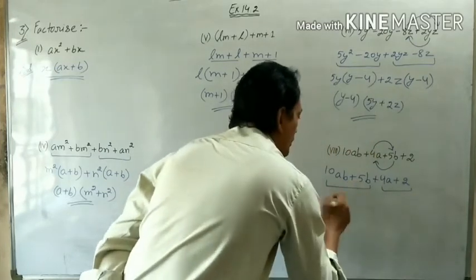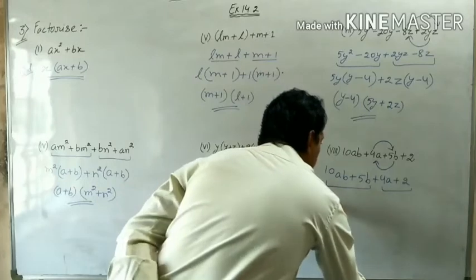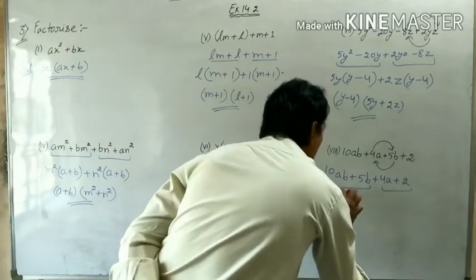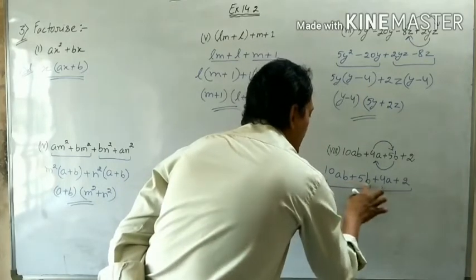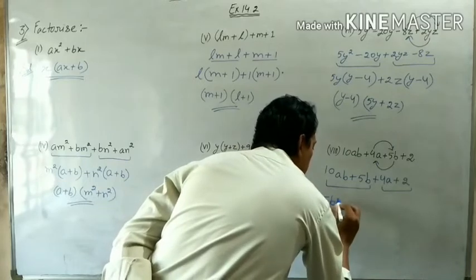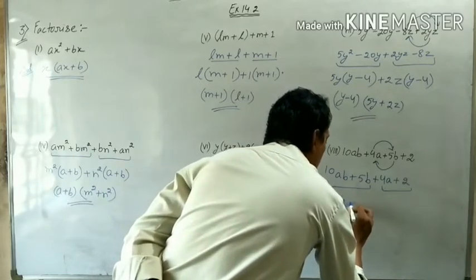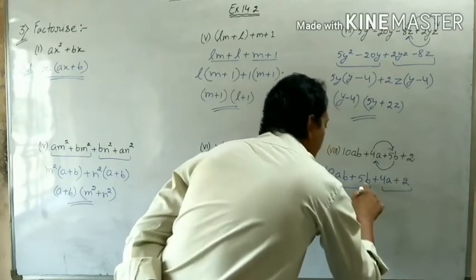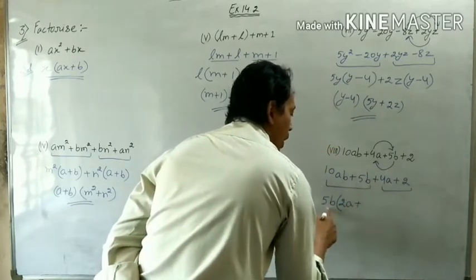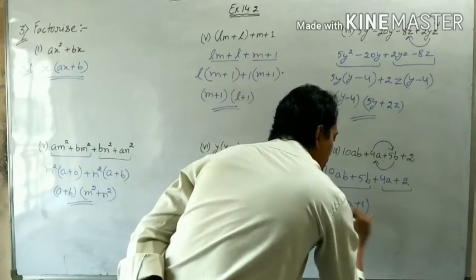What can you take as common? You can take 5 as common. So I am taking 5 as common. You can see there is b on both sides here. So again b will be taken as common and the rest of the thing can be put inside. So 2a plus 5b whole we have taken common. So you have just 1 here.